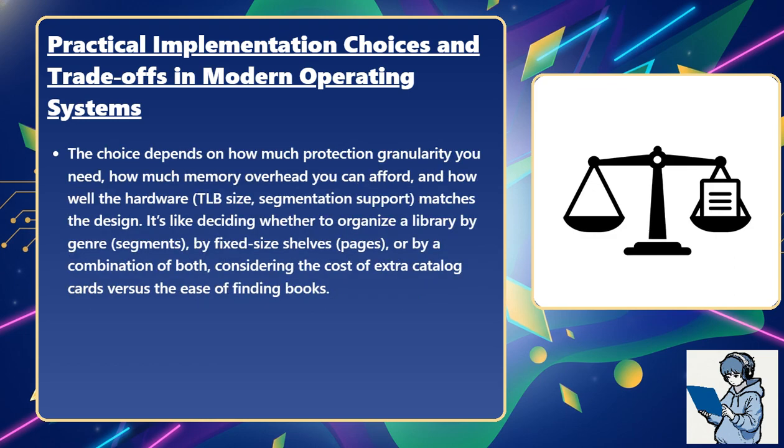The choice depends on how much protection granularity you need, how much memory overhead you can afford, and how well the hardware matches the design. It is like deciding whether to organize a library by genre segments, by fixed size shelves pages, or by a combination of both, considering the cost of extra catalog cards versus the ease of finding books.